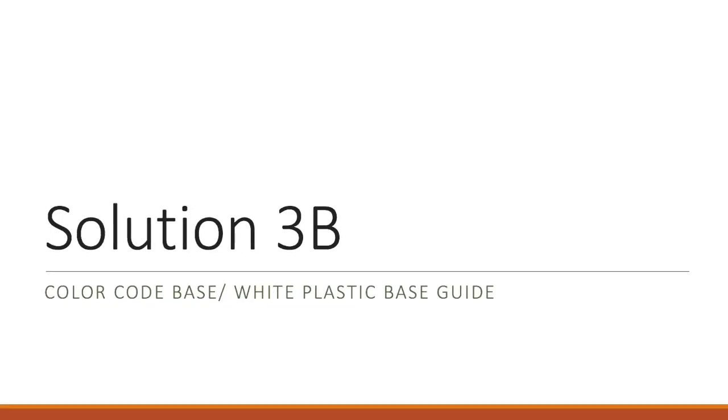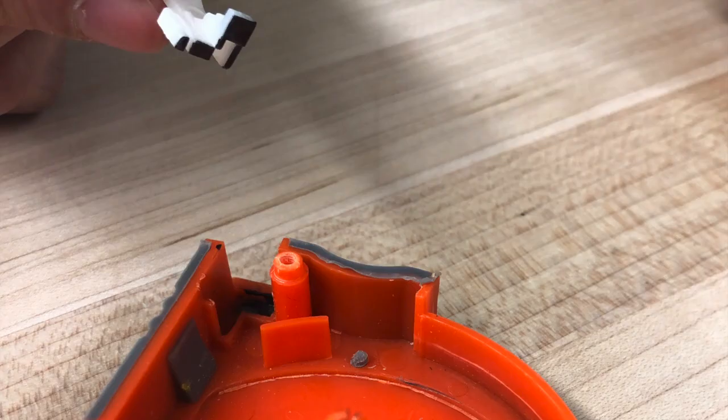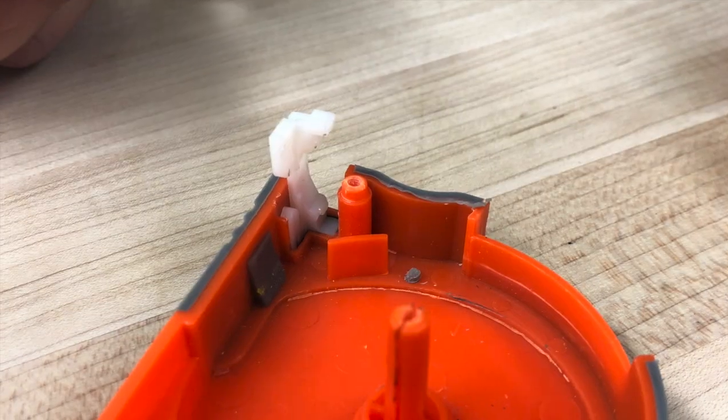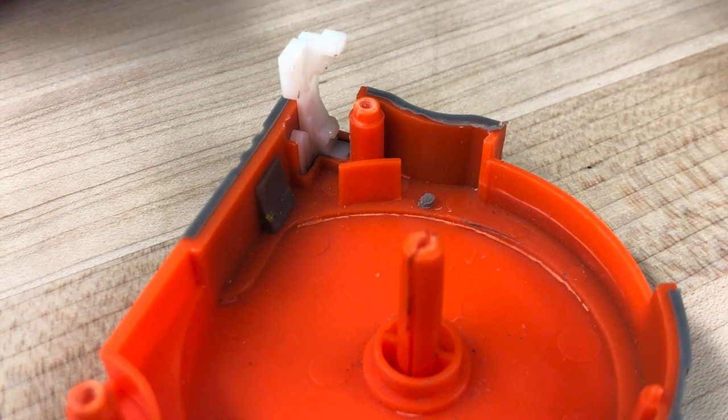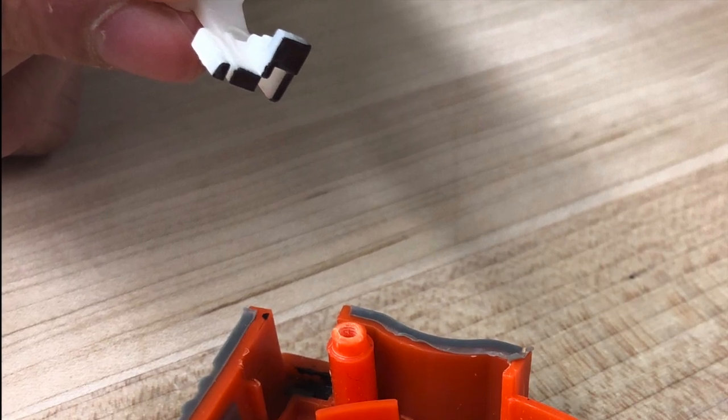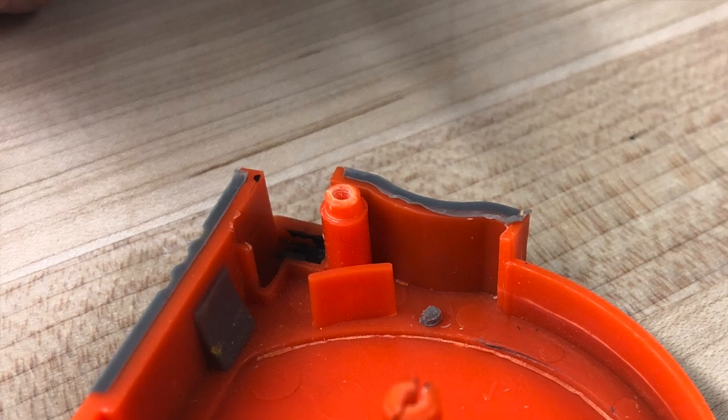The second part of the third solution was to color code the base of the plastic cover to mark the location for where to insert the white blade guide. We also color coded the side of the component so that it coincides with the marked location on the outer cover.